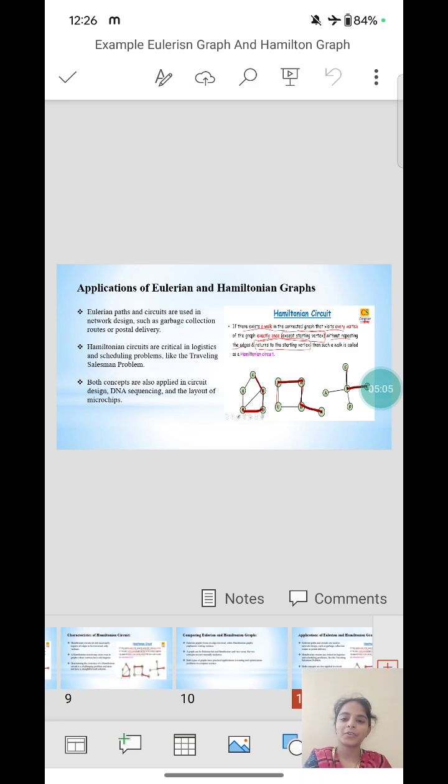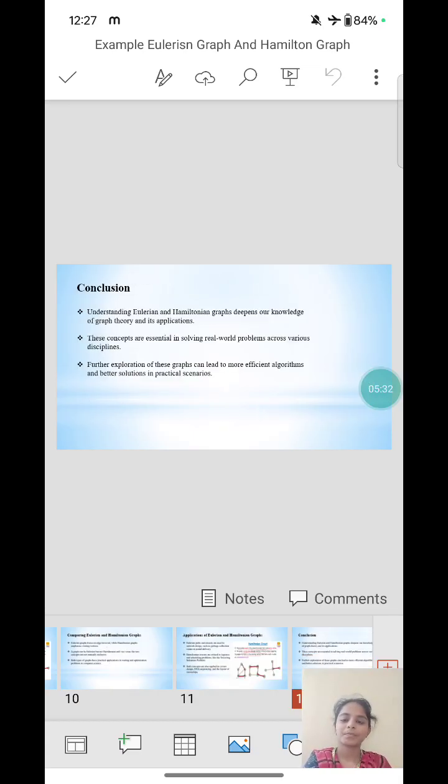Applications of Eulerian and Hamiltonian graphs. Eulerian paths or circuits are used in network design such as garbage collection routes or postal delivery. Hamiltonian circuits are critical in logistics and scheduling problems like the traveling salesman problem. Both concepts are also applied in circuit design, DNA sequencing, and the layout of microchips.